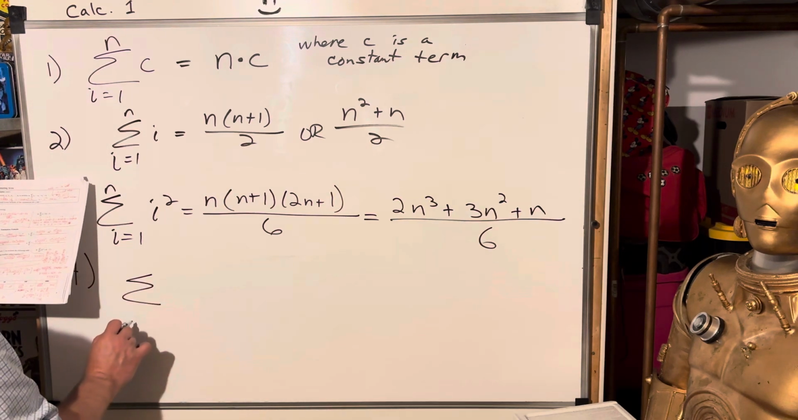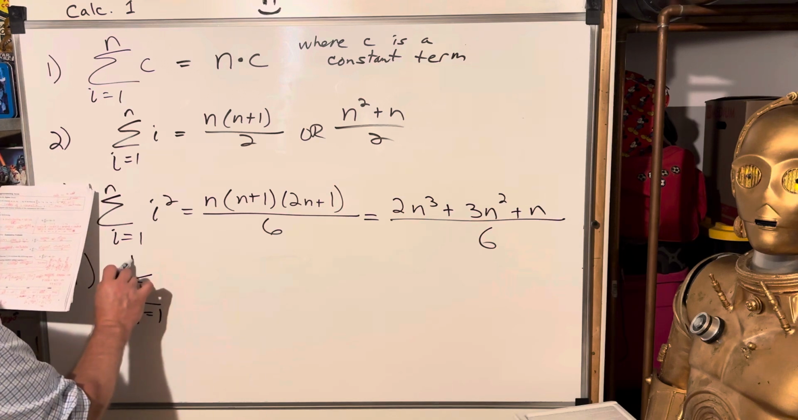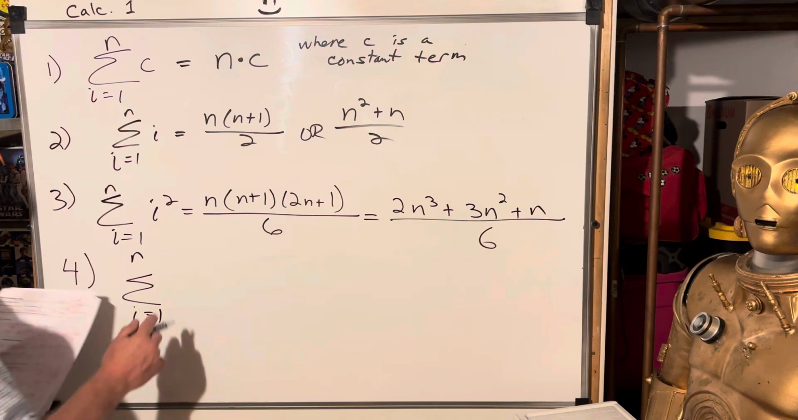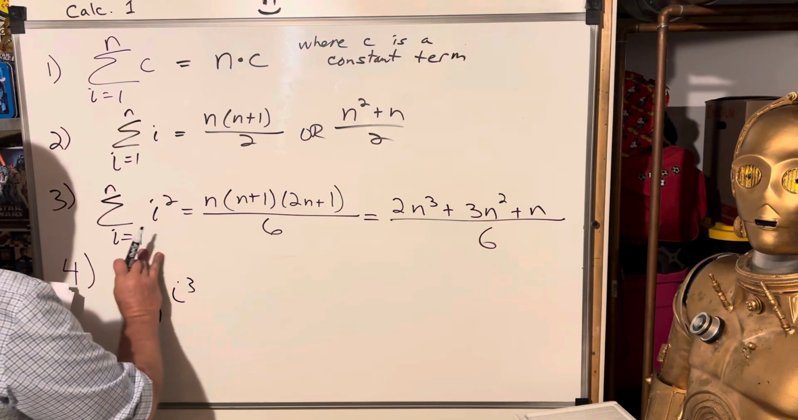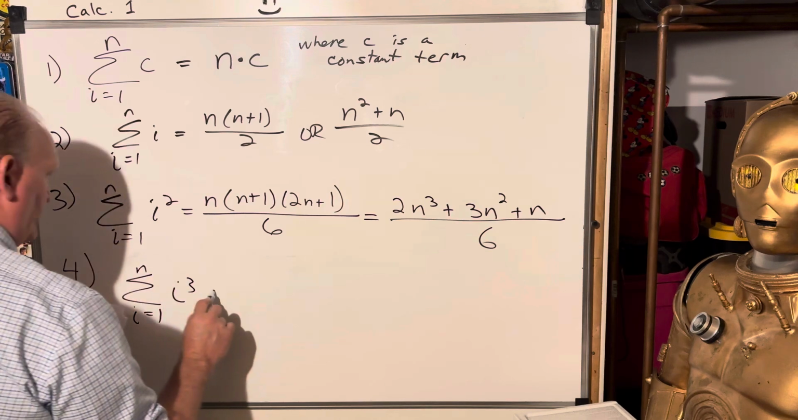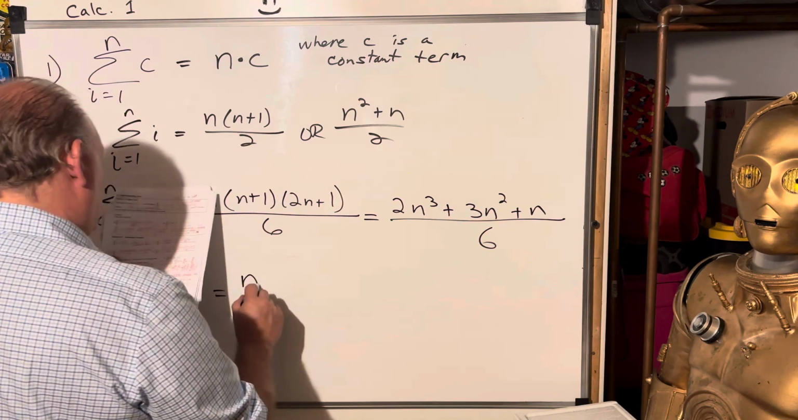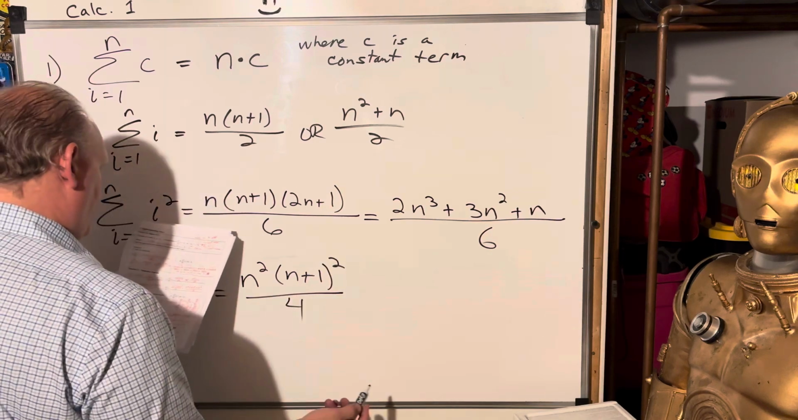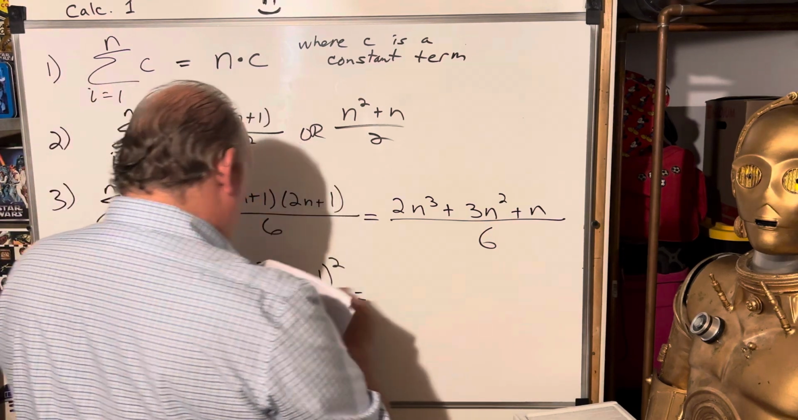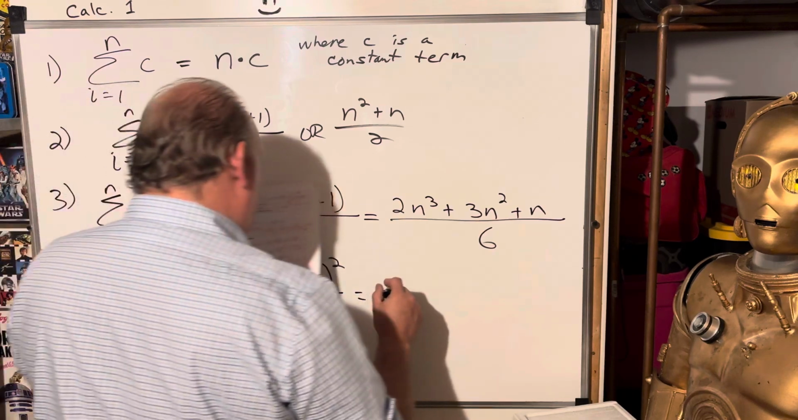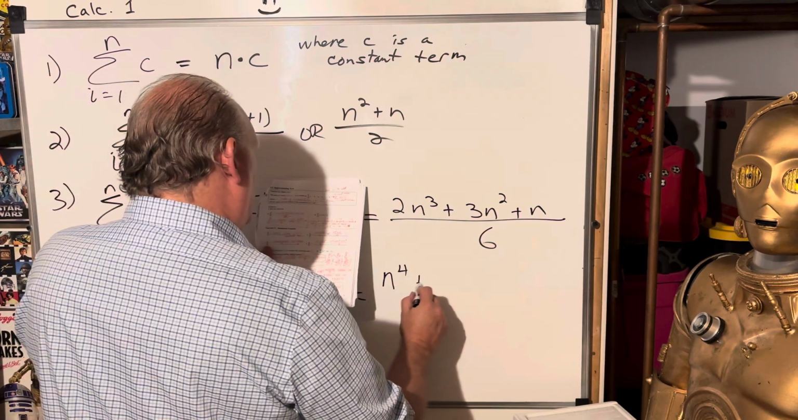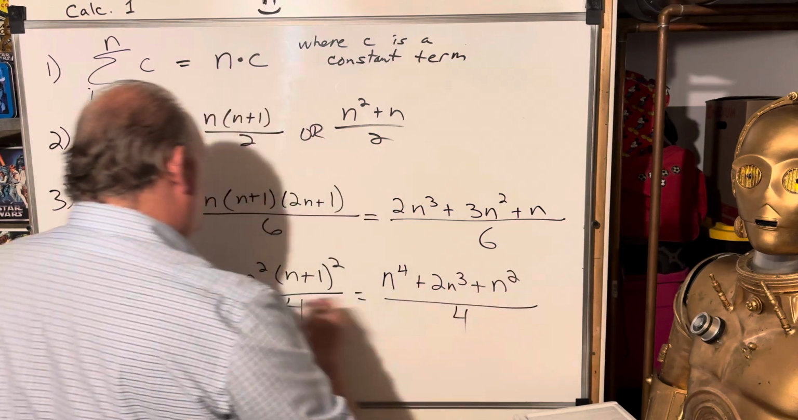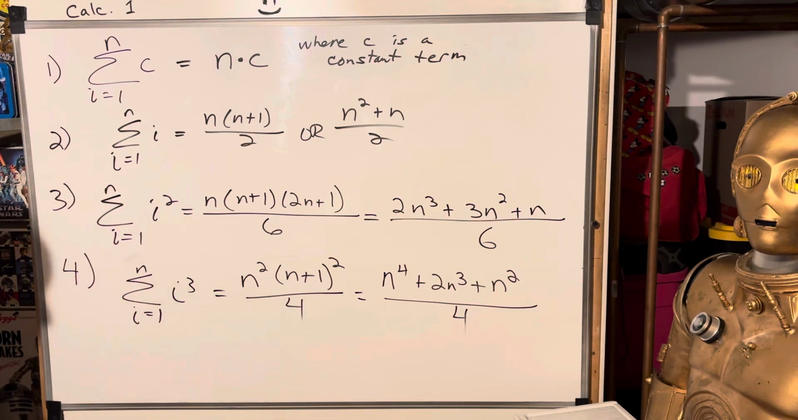4. We've got the sum of i from 1 to n of i to the third power, i cubed, and that breaks down to n squared times n plus 1, quantity squared, all over 4. Or if you multiply that out, if you FOIL that and then distribute the n squared, you end up with n to the fourth plus 2n cubed plus n squared all over 4. Either one of those is fine for the substitution.